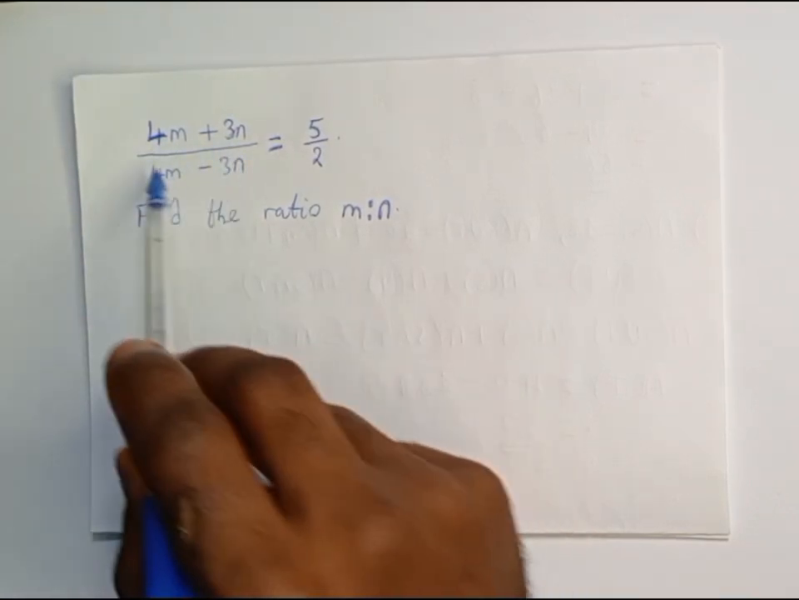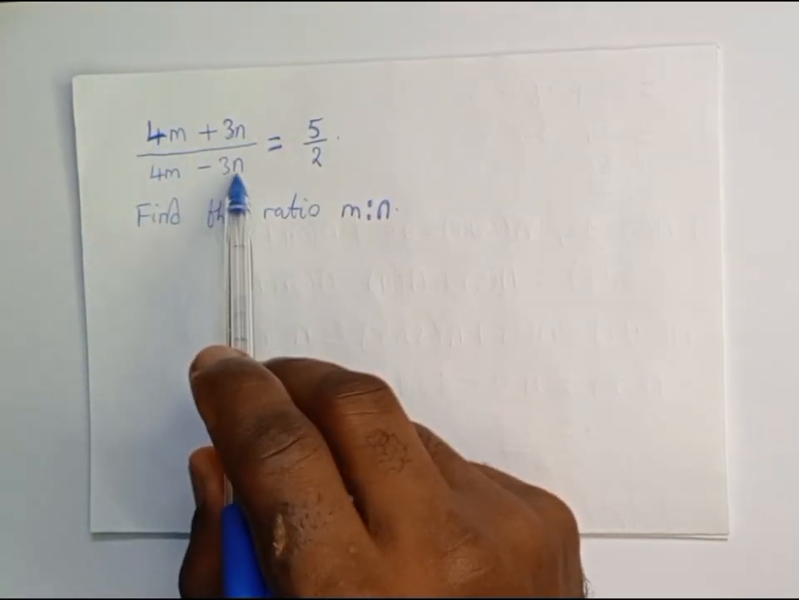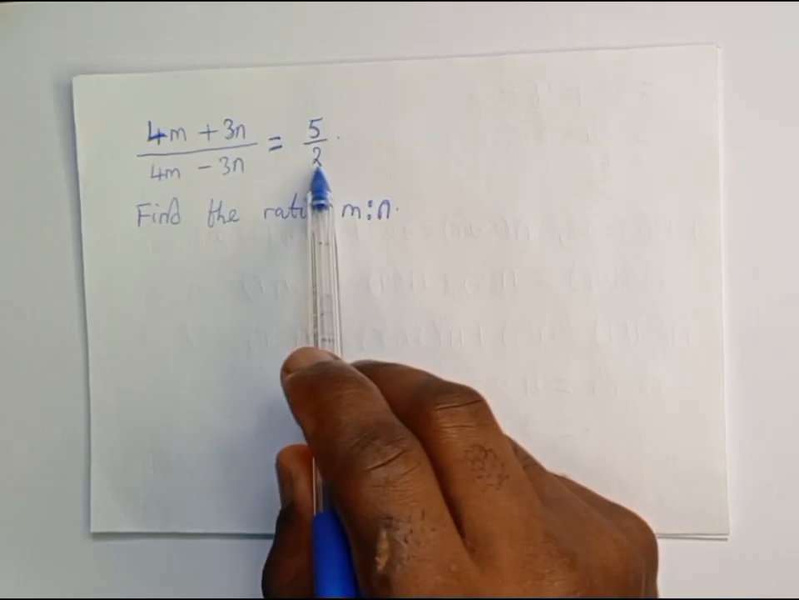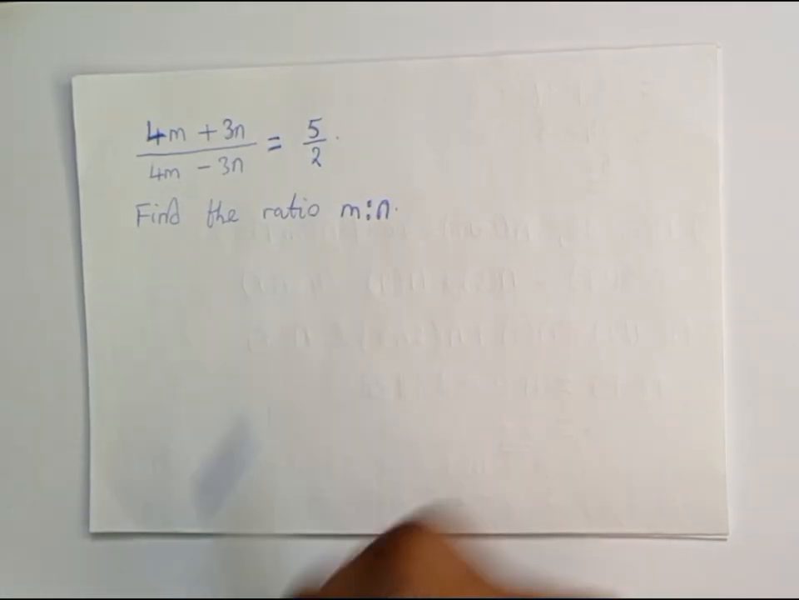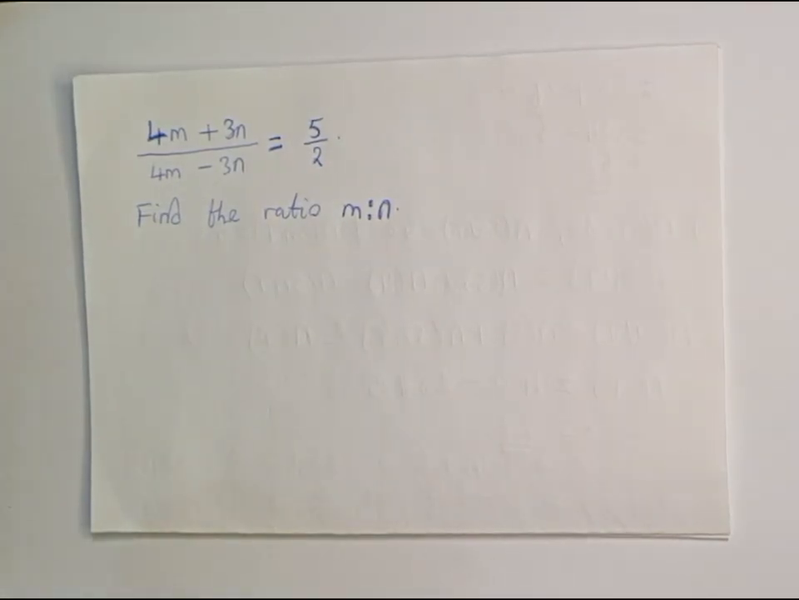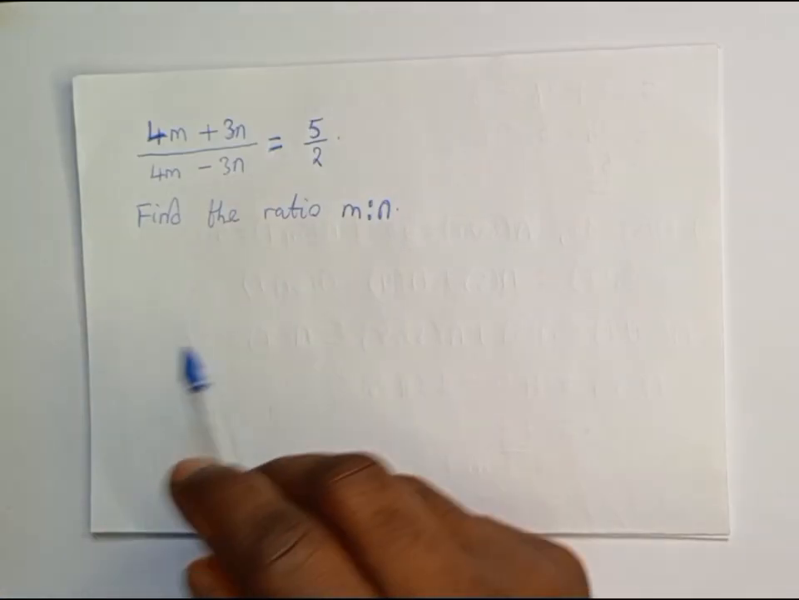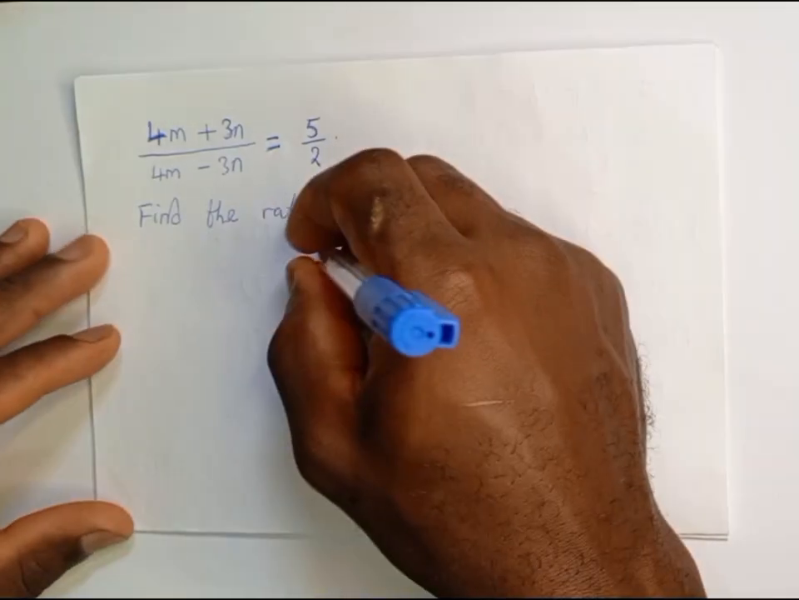4m plus 3n all over 4m minus 3n is equal to 5 over 2. Find the ratio m is to n. That means we are comparing m and n. We take the solution.